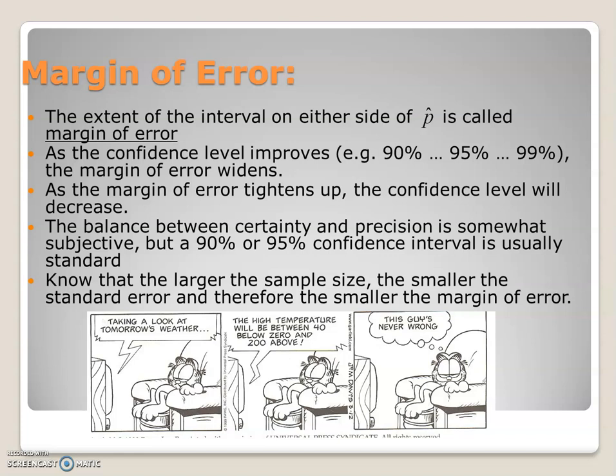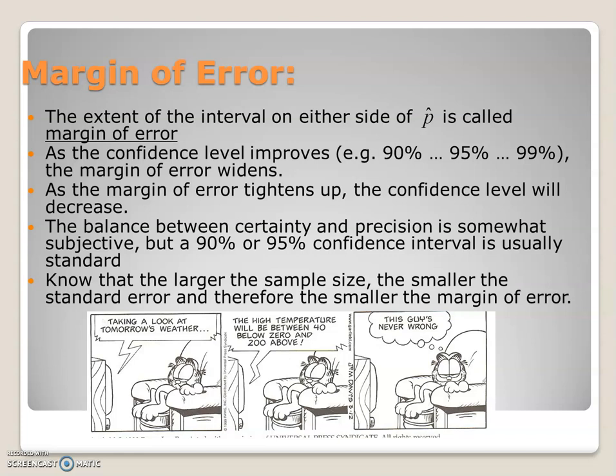As confidence level improves, please write these two sentences down. As confidence level improves, which means we go from 90% to 95% to 99% confident, the margin of error widens. That makes sense. The more confident you are, the more room you have for error. The other way it works is if the margin of error tightens up, the confidence level will decrease. So just be careful about that.